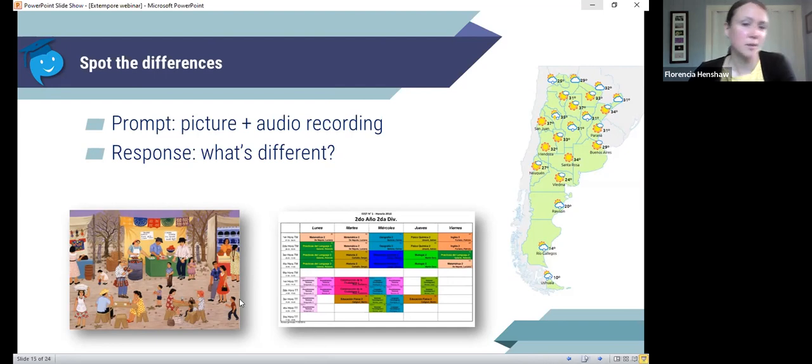Or in the case of the picture, right? Maybe there's a dog playing with a cat or something like that, and no, there's not, right? So you would describe the picture, and then the student would need to pay attention to what you're saying and then respond what was different between your description and the picture.